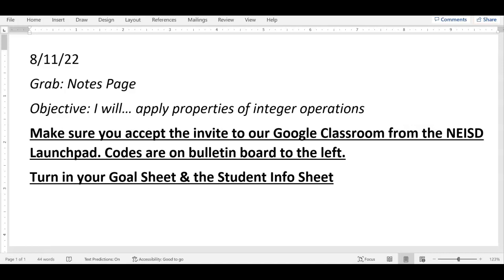All right, today's objective is that we're going to apply properties of integer operations.